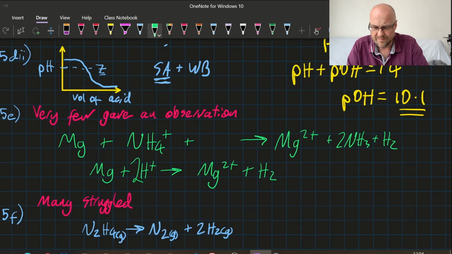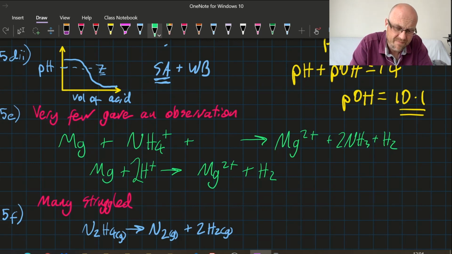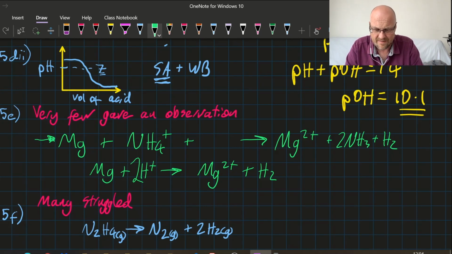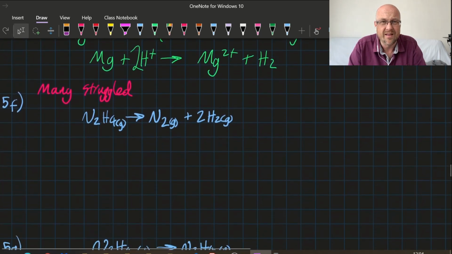This is brutal. The top equation, I have no insight into what they're trying to do there at all. No idea. The second one makes sense to me when I cheated and looked at the answers. Many struggled, yeah.